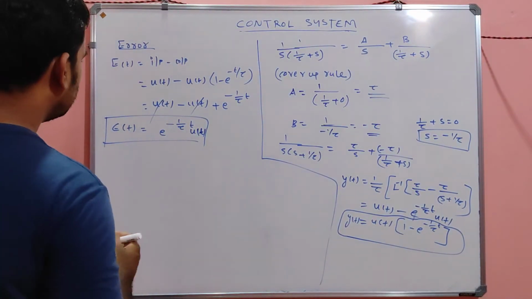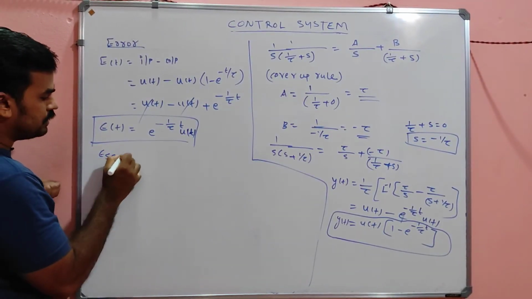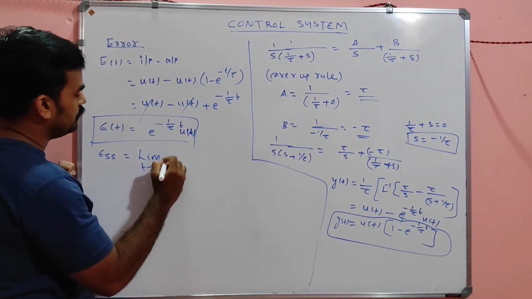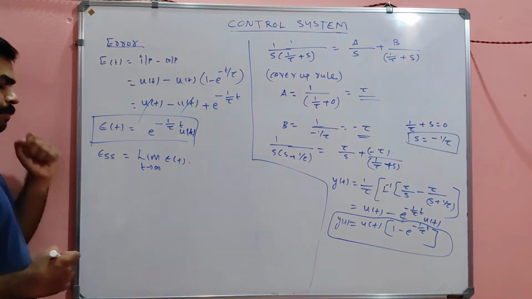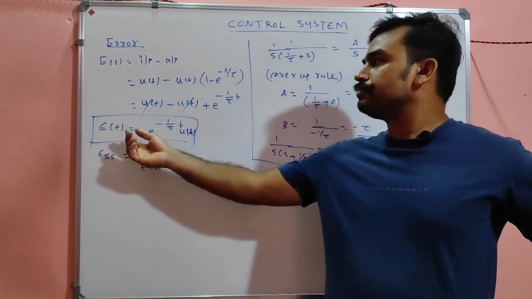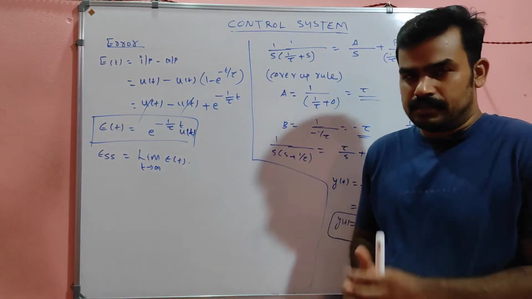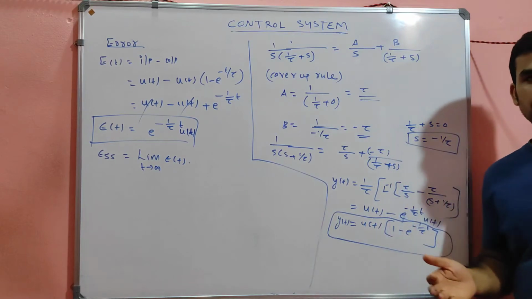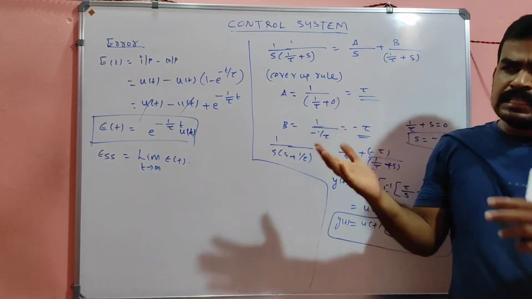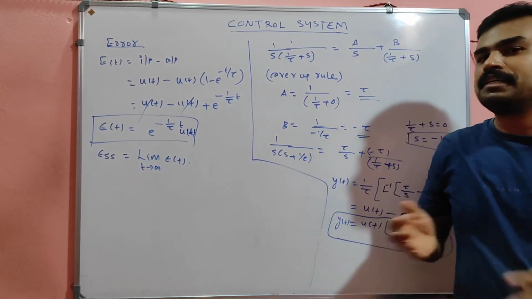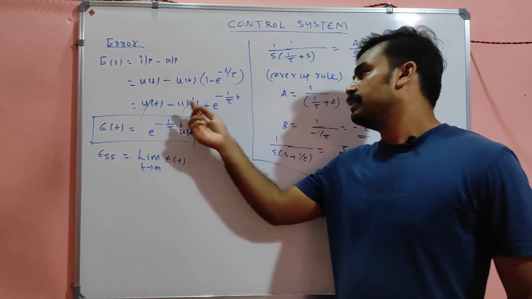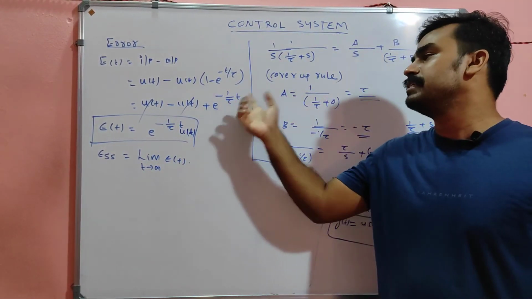Then there is a term, steady state error, which is nothing but the limit t tends to infinity of e of t. The meaning of steady state error is this: the above is the instantaneous error, because it contains t terms. At any time t, this is the error.